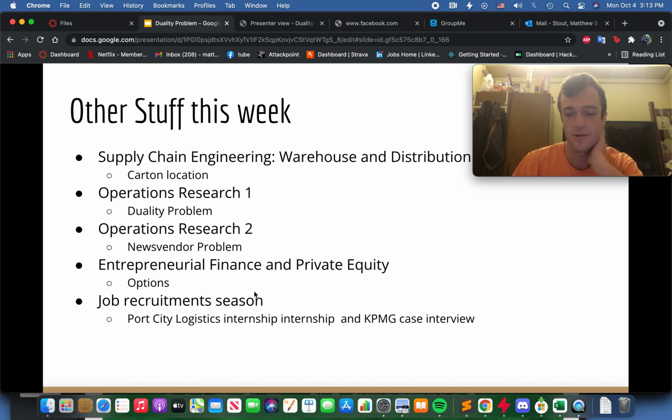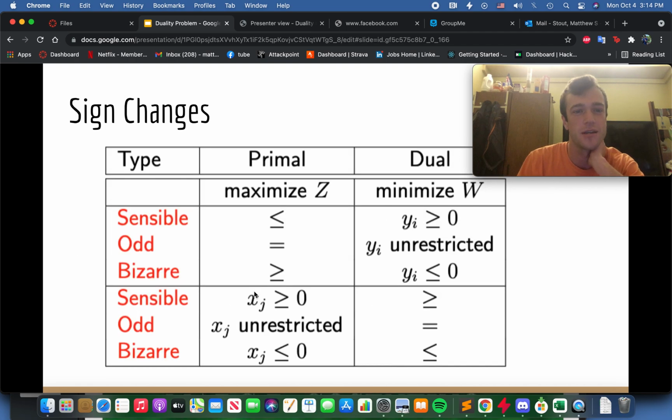Hopefully this made a little bit more sense. I could have probably presented the sign changes a little bit better, but I think that's one of the most confusing parts of the duality problem that I personally need more practice on.